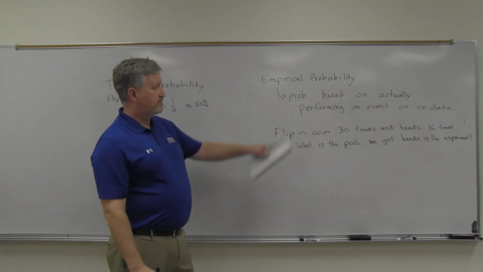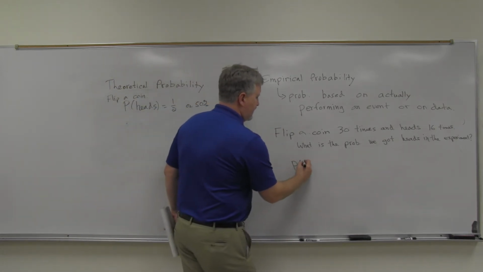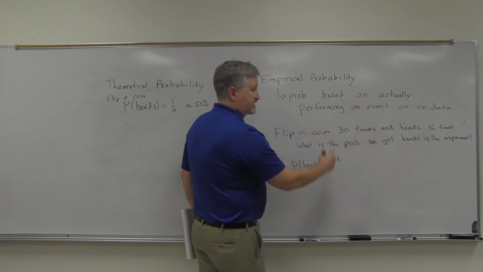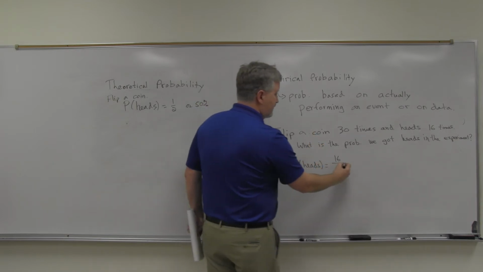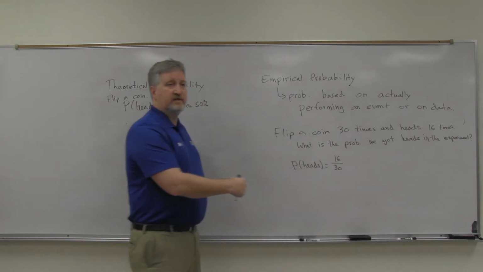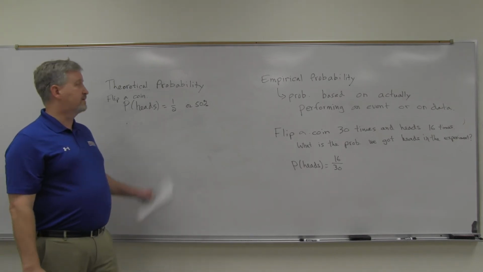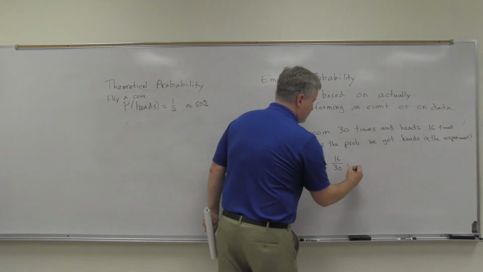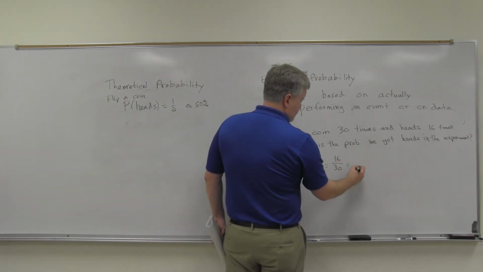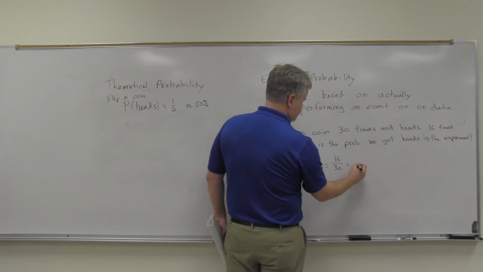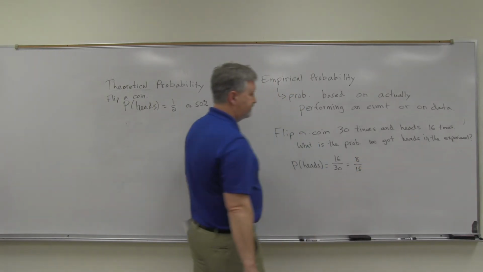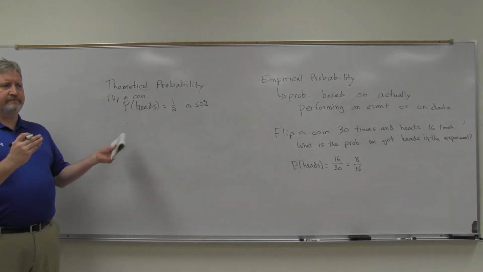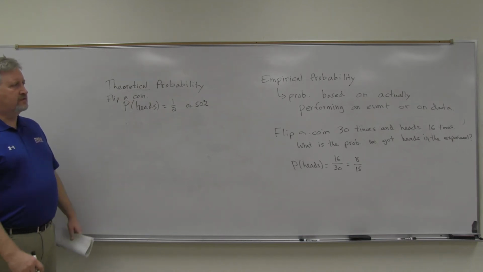Well, based on the data here we have, the probability we got heads was, well, we had 16 successes for heads out of 30. So you see that's going to be probably a slightly different number than the theoretical probability of heads because it's based on the data. That does reduce to 8/15. Is that right? The decimal, if you want to do the decimal. So you see kind of the difference there between those two.